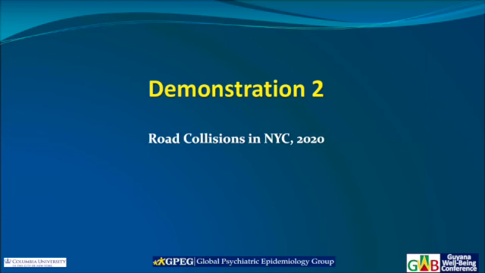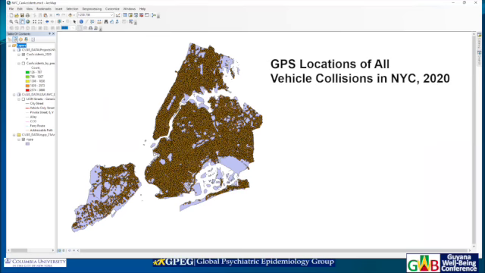Demonstration 2, road collisions in New York City. Road collisions here in Guyana is a very big problem. And if we have the right kind of data, we can actually look at what's going on. So these are all the different road collisions in New York City in 2020. We're very, very lucky. New York City has tons and tons of data that is publicly available. And you can see the scattering of car collisions in New York City. Yes, there are a lot of them. There are just thousands of them, right? But that's fine. The GIS can handle it, right?